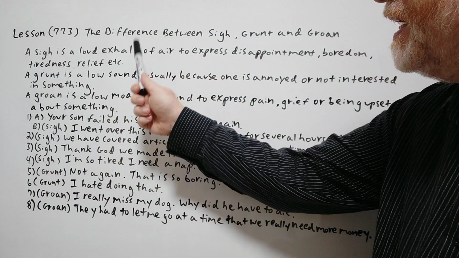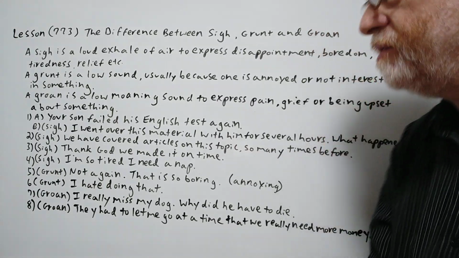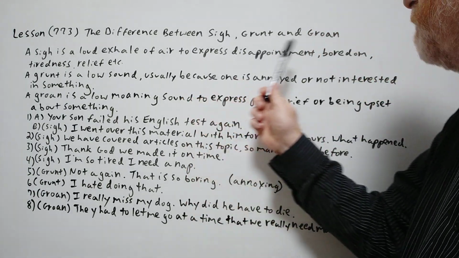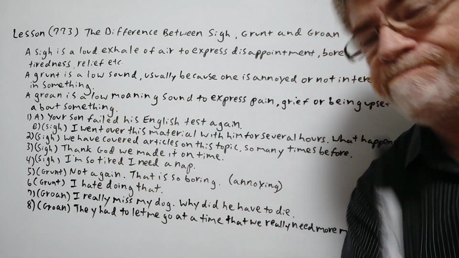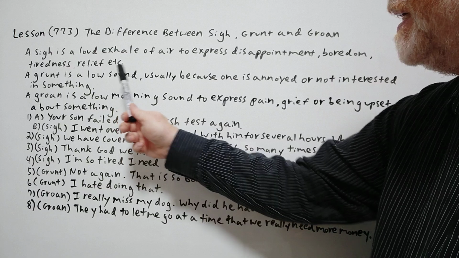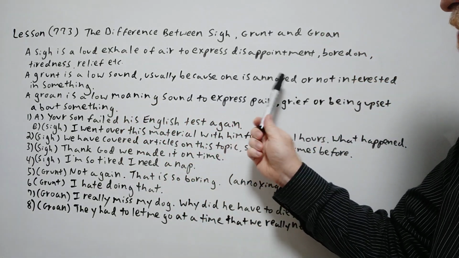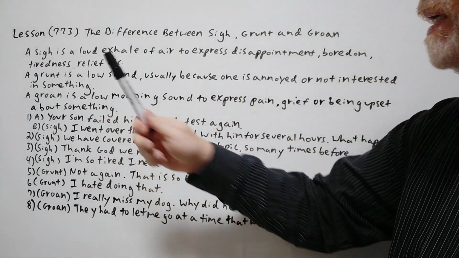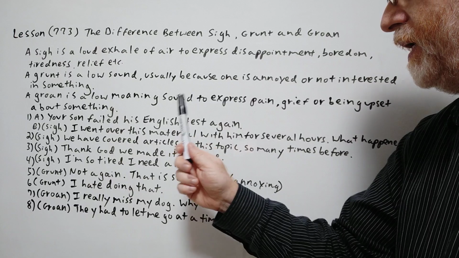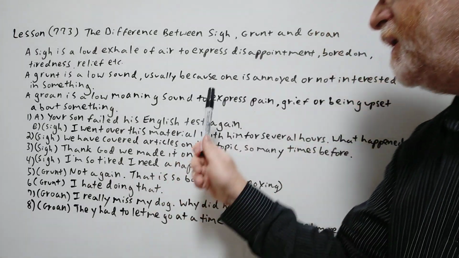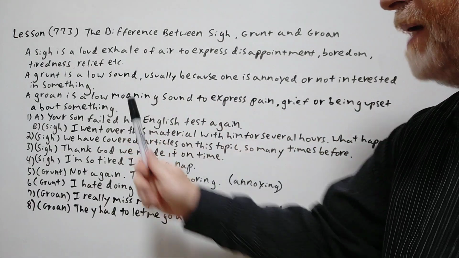All right, now a sigh is a loud exhale, like you're breathing air out of your mouth to express disappointment, boredom, tiredness, relief, etc. Okay, a grunt is a low sound, tends to be short too, usually because one is annoyed or not interested in something. A groan is a low moaning, so it's more of a painful sound to express pain, grief, or being upset about something.